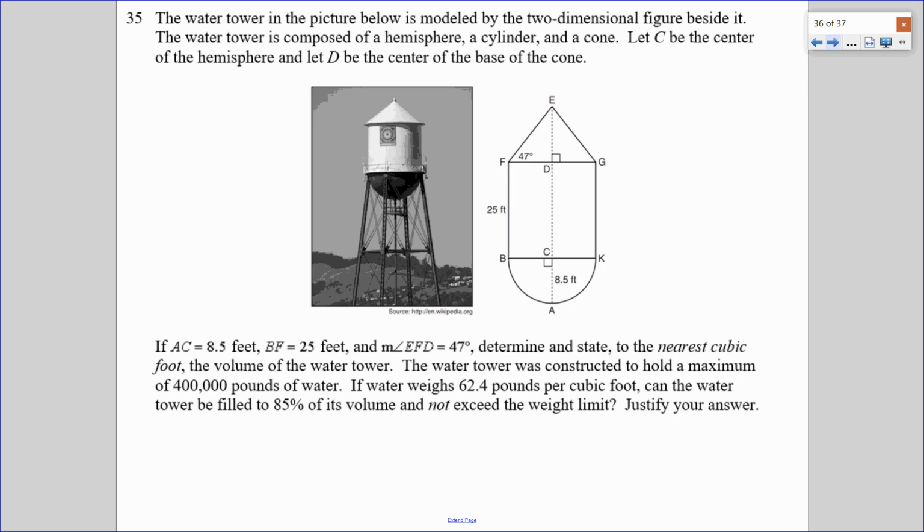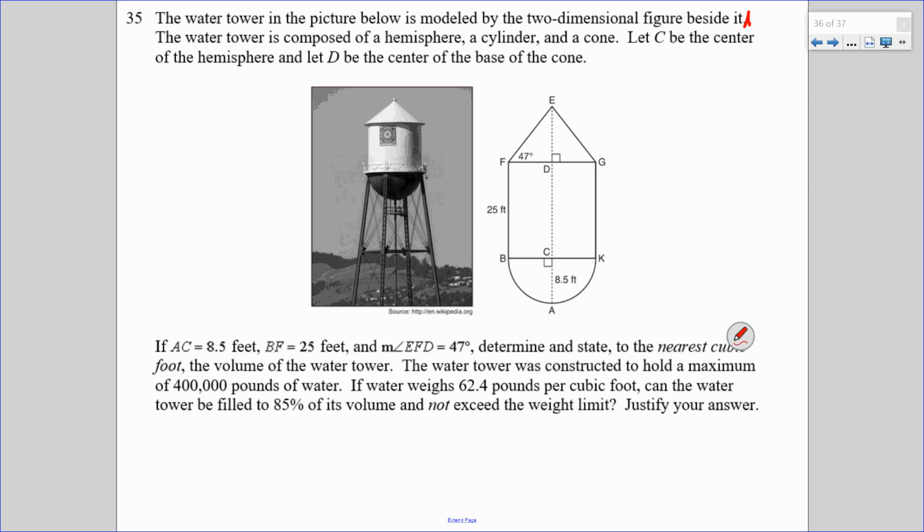6-pointer. I like this question. I know a lot of you guys don't like this question, and girls. I do. Got some cheap, cheesy picture they took off Wikipedia, and they got some weird diagram of it. I'm okay with it. The water tower that's pictured below is modeled by the two-dimensional figure beside it. End of sentence. Great. Don't care.